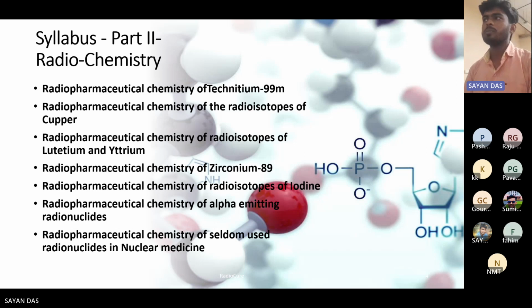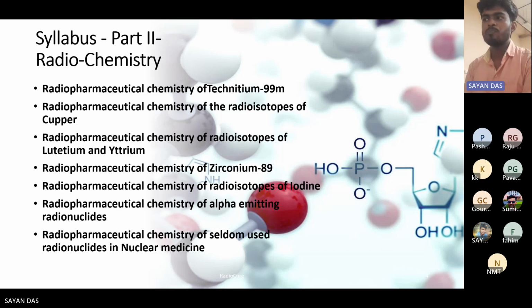Then lutetium and yttrium. Lutetium and yttrium are probably among the best therapeutic agents. Yttrium is used in hepatocellular carcinoma, in the TheraSphere, where yttrium is used, and lutetium. Lutetium is there, and I will not cover holmium here. Or maybe I can cover it, because holmium is also in this range.